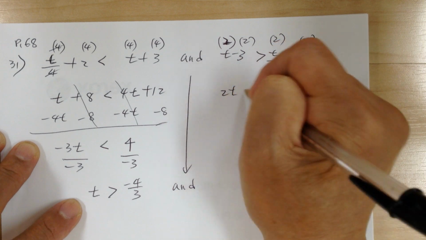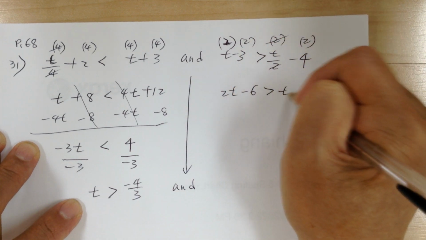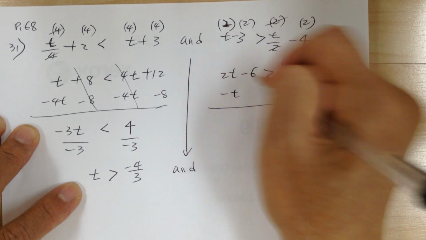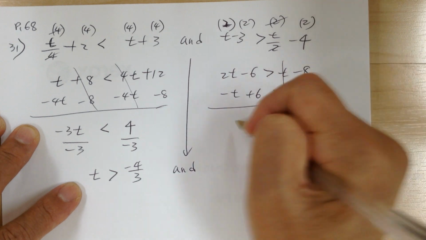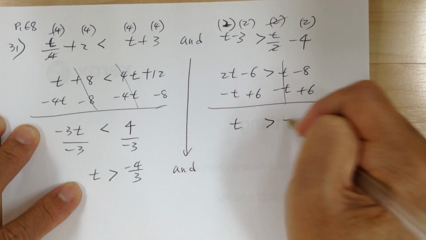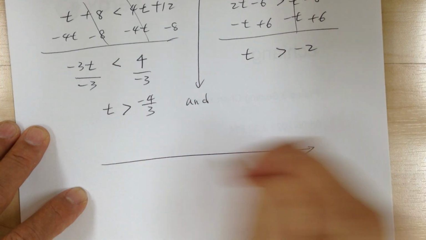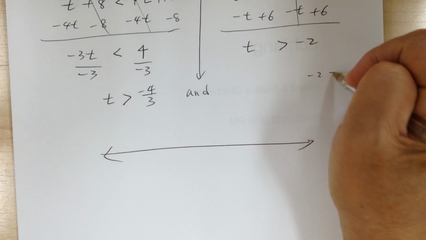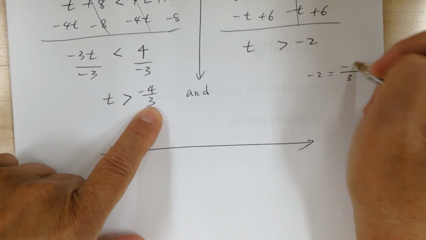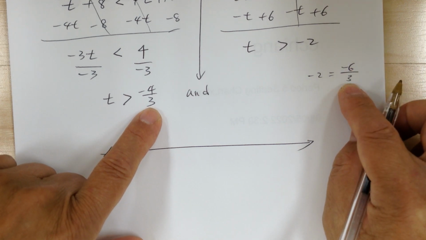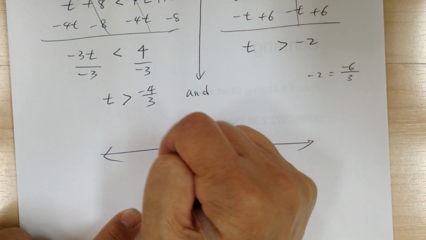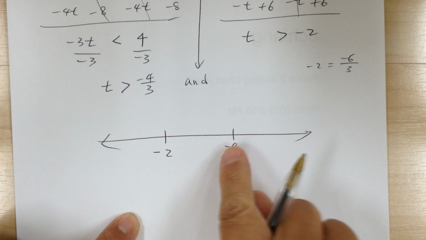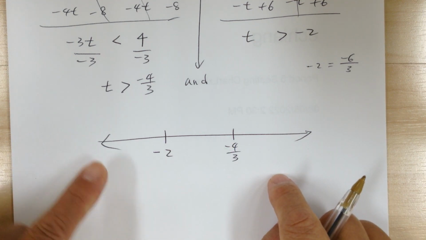So this would be 2t minus 6 is greater than t minus 8. So minus t on both sides. And move the number to this side, so plus 6. So you get t is greater than negative 2. Okay, so that's going to graph this. Now you have to figure out which is bigger. So negative 2 is equal to negative 6 over 3, right? So this number is bigger. So you're going to have a negative 2 over here and negative 4 over 3 over here. Again, you have to put the bigger numbers on this side.